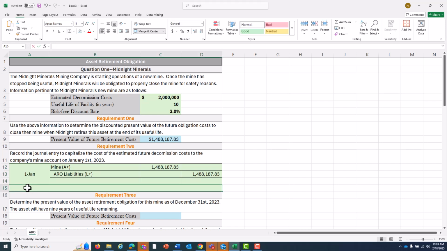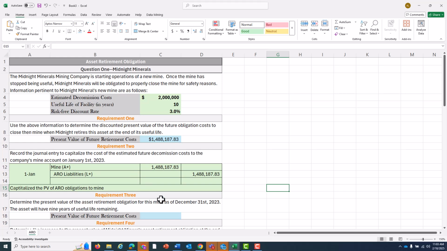And down here we capitalized the PV of ARO obligations to mine. So this isn't the full cost of the mine. This is just the extra cost for this future expense that we're going to have to pay to decommission. And then as time goes on, we're going to have to make adjustments because this is going to get closer to that $2 million as we get closer and closer to retiring this thing.